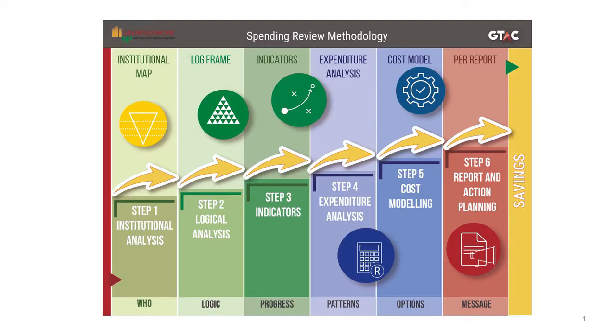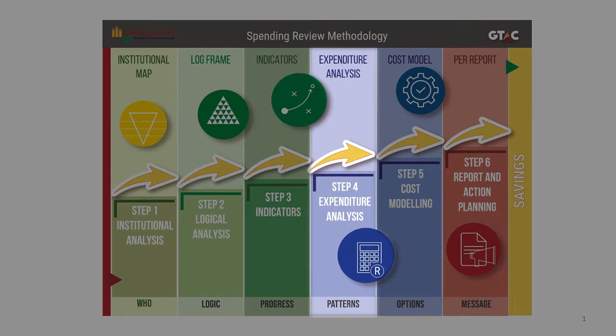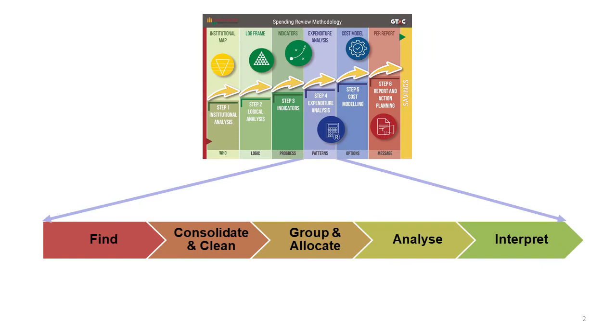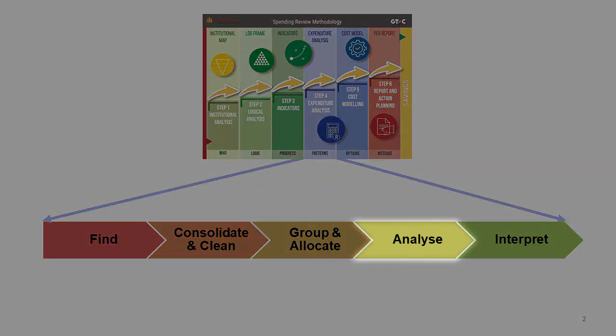We are in step 4, the expenditure analysis step of the spending review methodology. In that step, there are a number of sub-steps, and we are currently busy with the analyze step. We have got our data, we've found it, we've cleaned it, we've consolidated it, we've grouped and allocated it. We should already be feeling very proud of ourselves. And now we can start to analyze it.